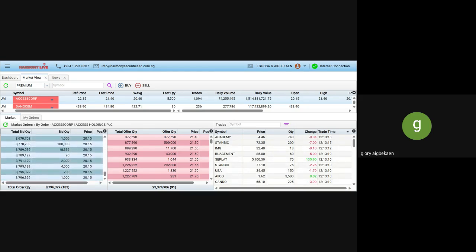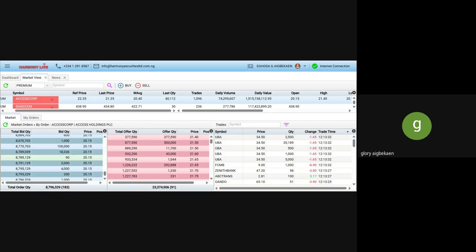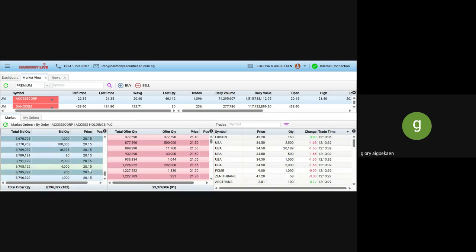The stock opened at 20 naira 15 kobo. So that means that at the point it opened, there was no beat. It was complete, because the lowest price here is 20 naira 15 kobo. So if the stock opened at 20 naira 15 kobo, it means that there was no beat.